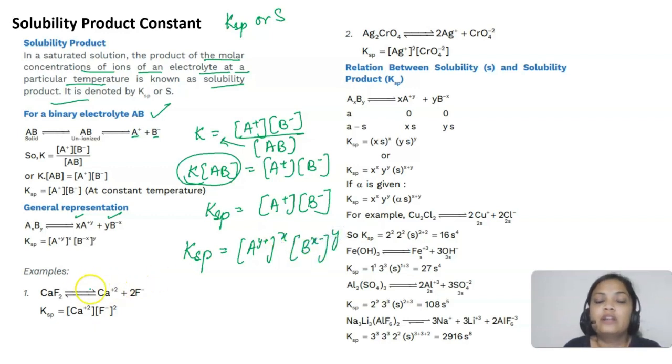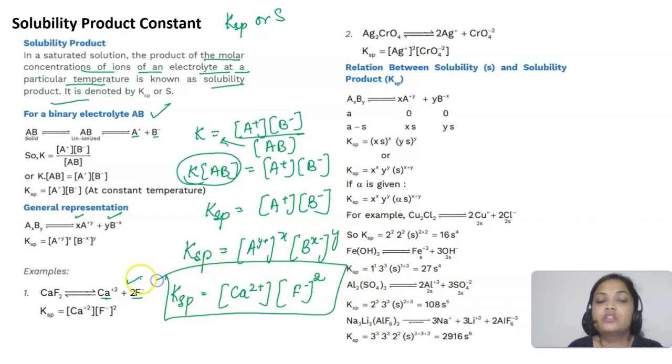Okay. For example, if you have CaF2, okay, and Ca2 plus and 2F minus वो दे रहा है, तो इसका आप KSP अगर लिखें, तो it will be कैल्शियम आयन कंसंट्रेशन, इसका कोई कोएफिशिएंट नहीं है, फ्लोराइड आयन कंसंट्रेशन, इसका कोएफिशिएंट 2 है, so the power will be 2. So that will be the KSP. So this is solubility product. Okay. So solubility is S and solubility product is KSP.